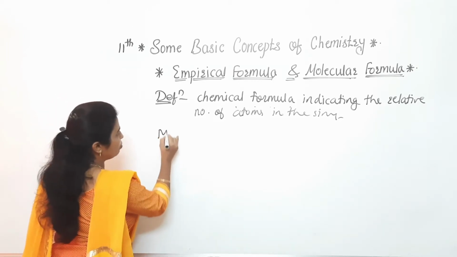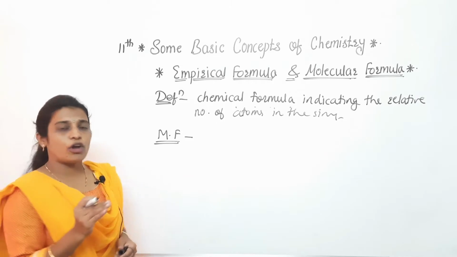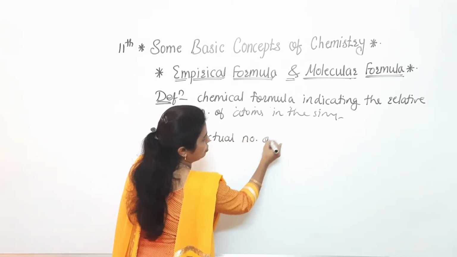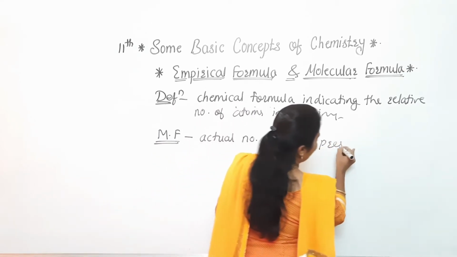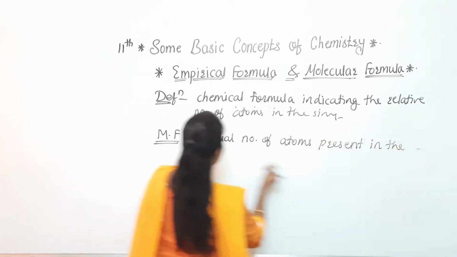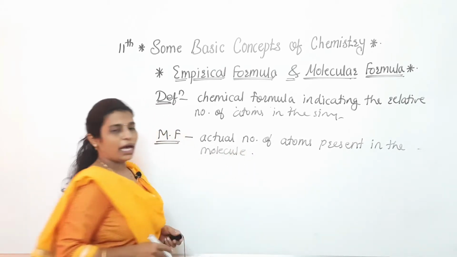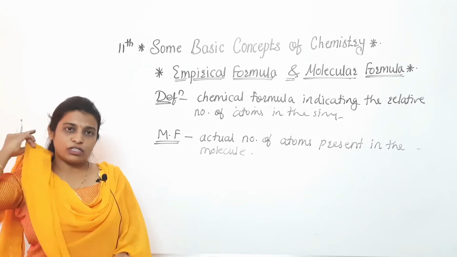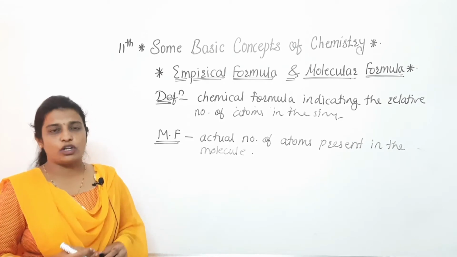Now see what is meant by molecular formula. Molecular formula is nothing but the actual number of atoms present in the molecule. So these are the two definitions of the empirical formula and molecular formula. This definition part is not much important for us, but we should know how to find out the empirical formula as well as the molecular formula.